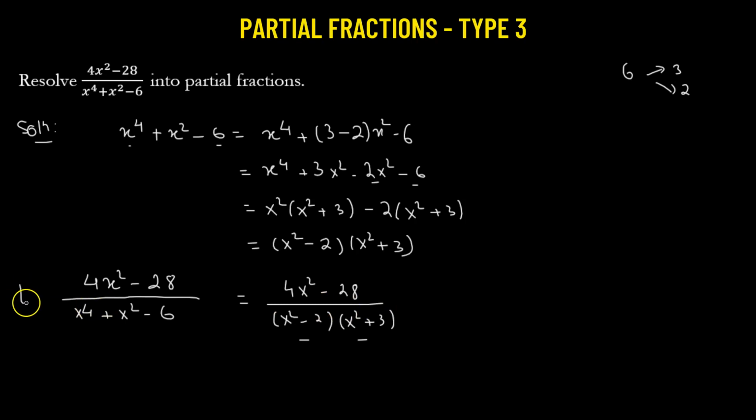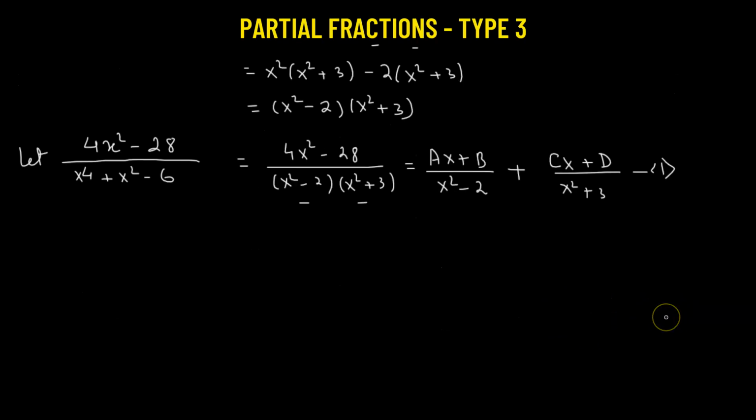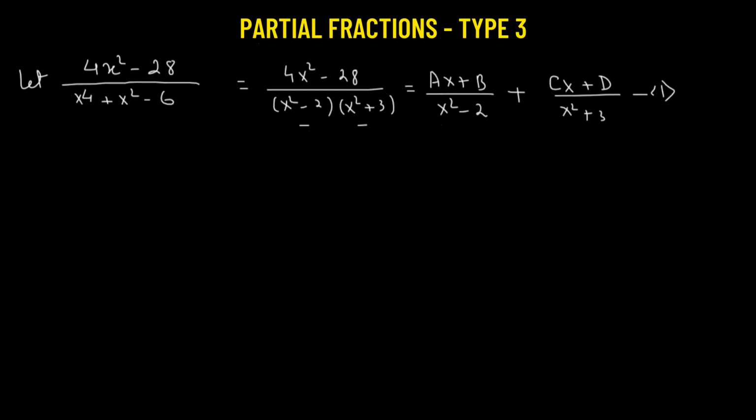So let's do one thing. Let's split it into two parts in the format ax plus b, whose denominator is going to be x squared minus 2, followed by the next partial fraction, cx plus d divided by x squared plus 3. We're going to label this as number 1. Our goal will be to determine the values of a, b, c, and d.